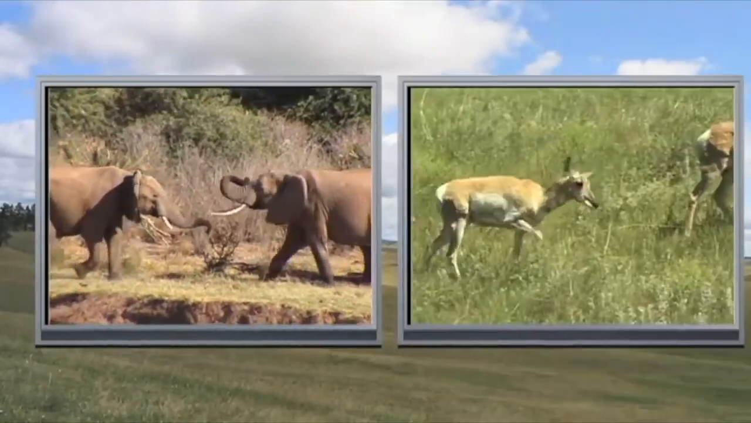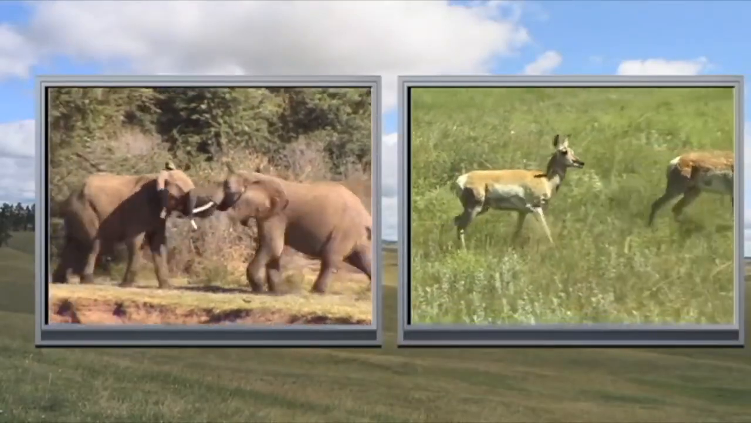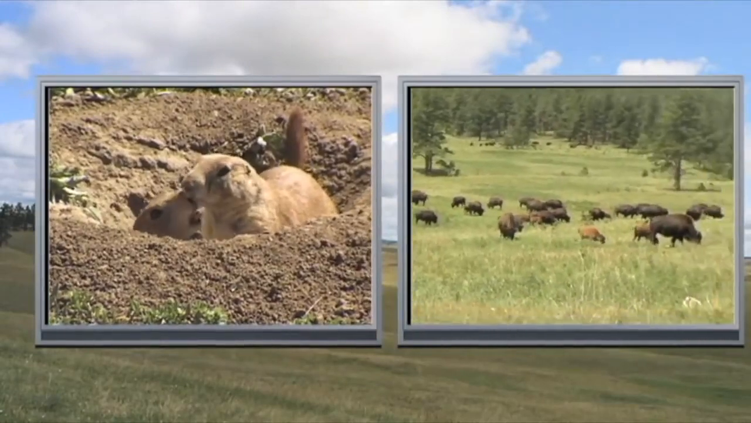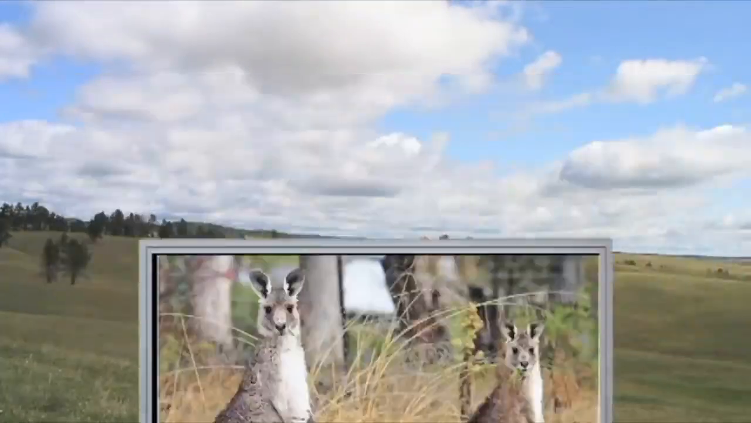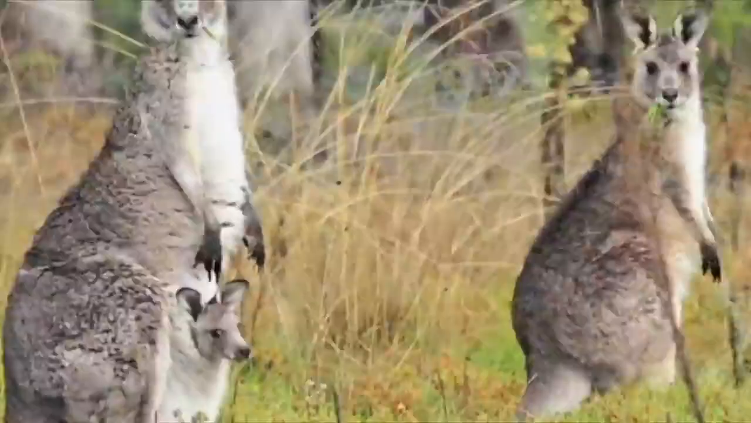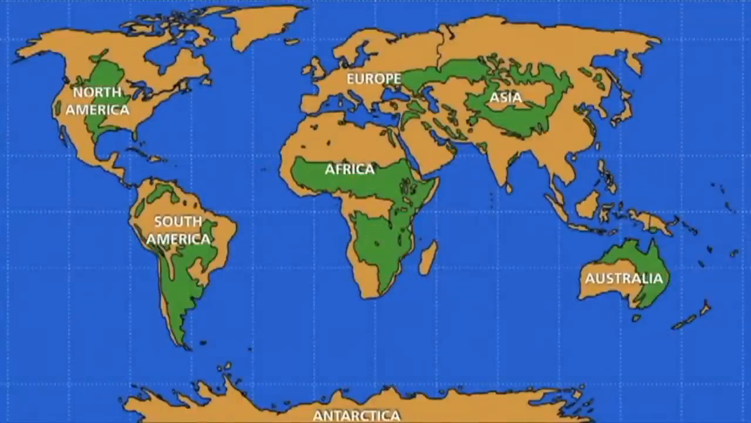Elephants and antelope live on African grasslands. Prairie dogs and buffalo live on grasslands in North America. And kangaroos live on the grasslands of Australia. Grasslands are found in North America, South America, Africa, Europe, Asia, and Australia.